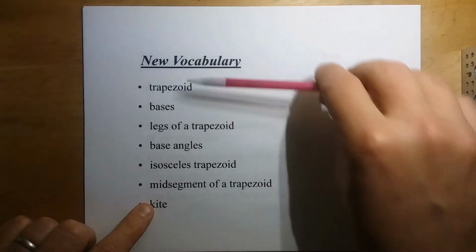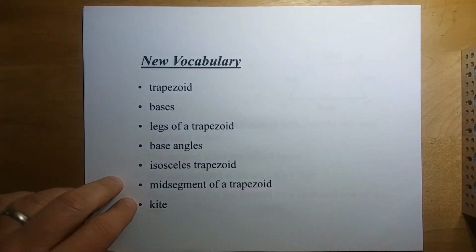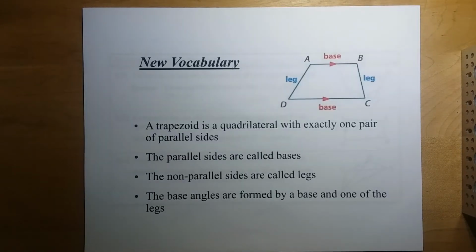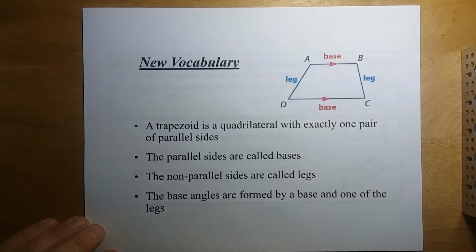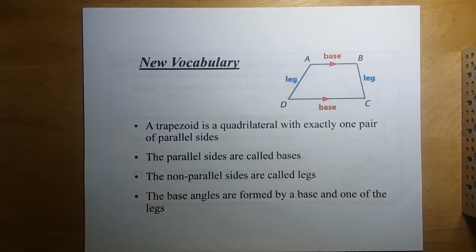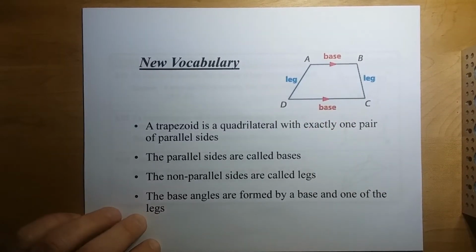And all of this vocabulary here, this is all of our trapezoid vocabulary. This is best defined probably with a sketch. Okay. So here is a sketch of a trapezoid ABCD. And a trapezoid is a quadrilateral with exactly one pair of parallel sides. So, as opposed to a parallelogram where these two, AD and BC, would also be parallel, here we have a quadrilateral with just one pair of parallel sides.